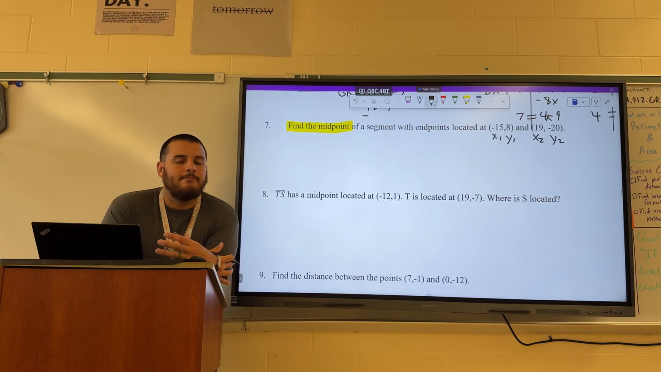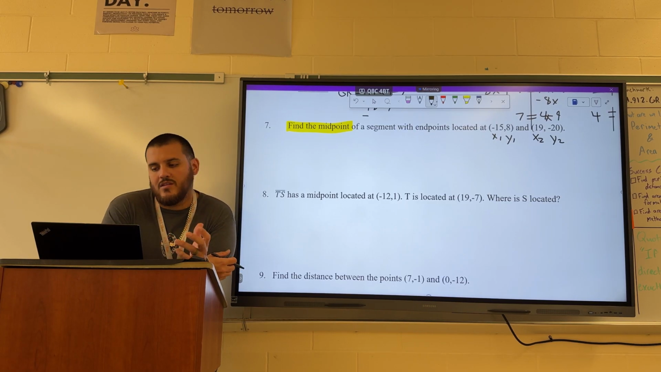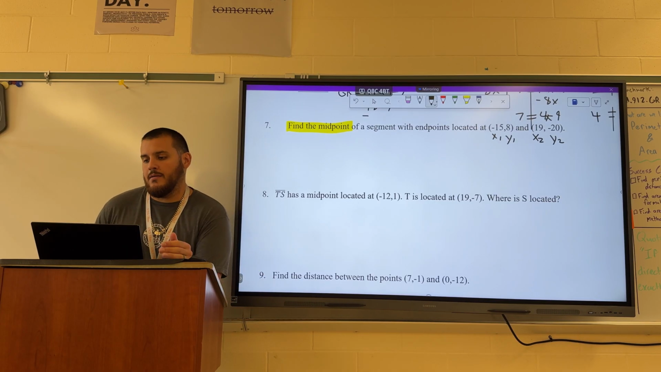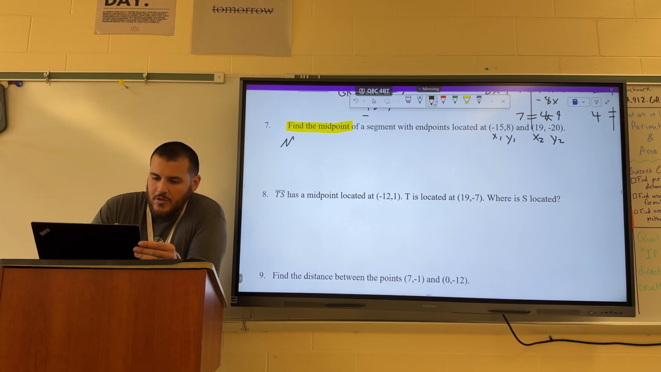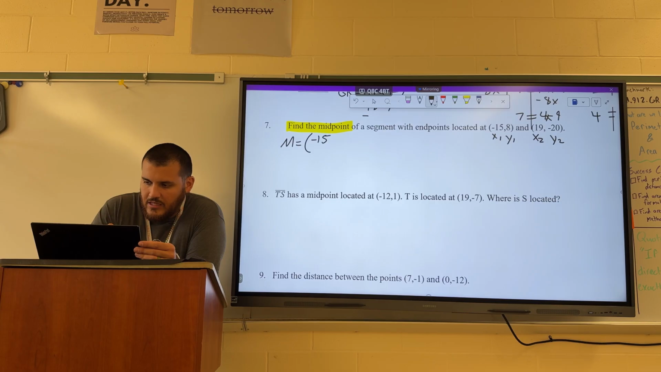They don't label, they input something incorrectly or put a wrong sign for something into their formula, and so they have it wrong from the beginning. So take the time to label, it can save you from those mistakes. So our midpoint formula is x1 plus x2, so negative 15 plus x2, which is 19, that's over 2.